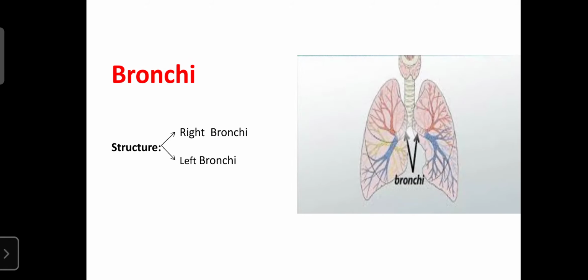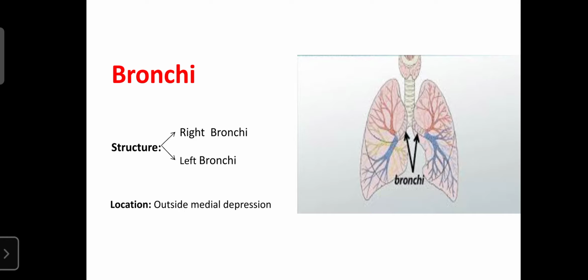So next one regarding the bronchi. The trachea is divided into two parts, the left as well as the right. Those are known as the bronchi. Structurally, the bronchi are the branches of the trachea. It gets divided into right bronchus as well as the left bronchus. The left bronchus enters the left lung and the right bronchus enters the right lung.